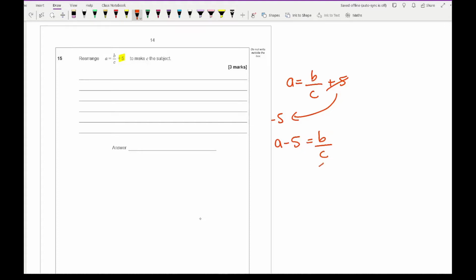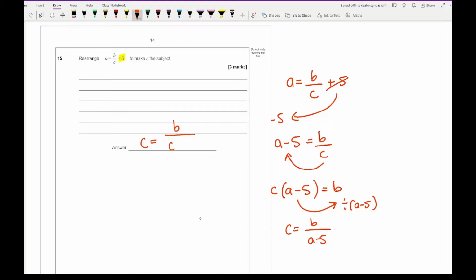Now I want to make c the subject. So if I take c over to the side, I'm going to end up with c times brackets a minus 5 equals b. Then I want to take this over to the other side by dividing by a minus 5 in brackets. So what I end up with is c equals b over a minus 5. Here I've got c equals b over a minus 5, and I'll put that in brackets. And there we go.